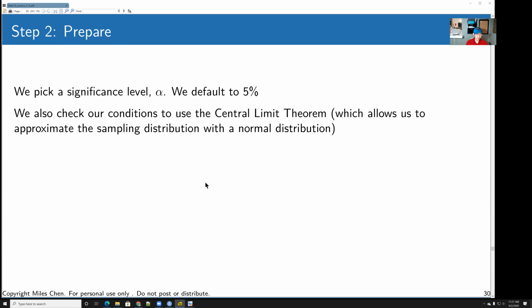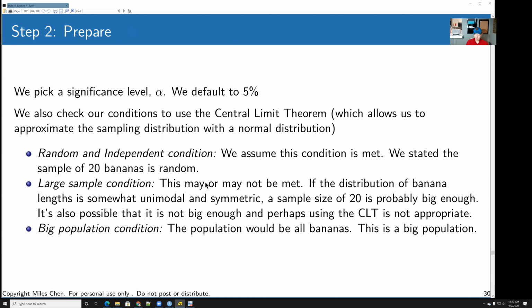So we're going to go ahead and pick a significance level. We'll default to 5%. We can check the conditions. I'll just go ahead and tell you that the conditions are met. We took a random sample of 20 bananas. In real life, I don't know if you can actually get a random sample of bananas. You just have to assume that when you go to the grocery store, maybe they're random, but that's probably not a good assumption because, well, who produces all the bananas? Chiquita and Dole? Those are probably your big banana producers, and I don't know if they are representative of what you find at the store.